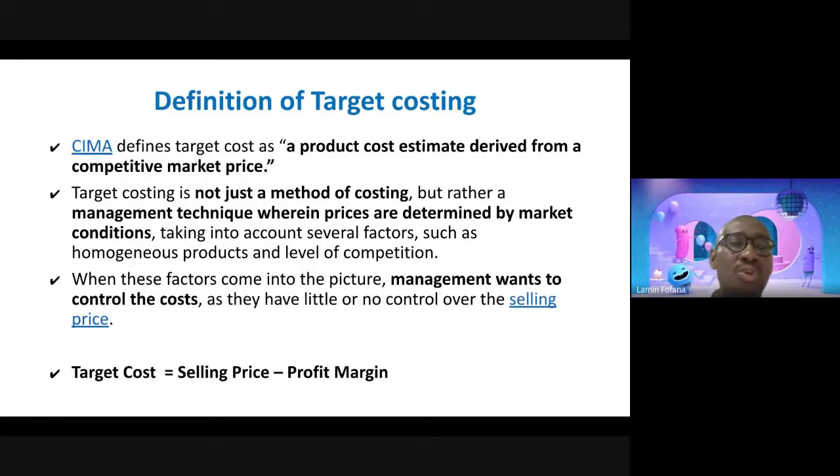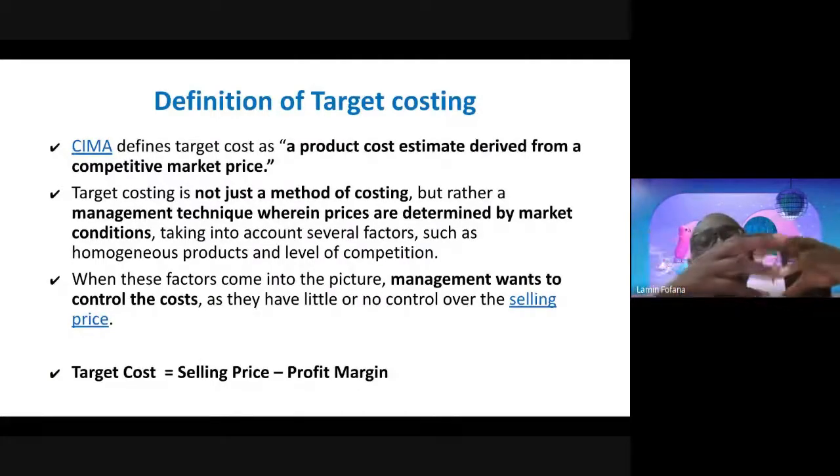Okay, so target cost will always be the selling price less the profit margin, because you always start by determining your selling price. Your profit, like I said, will depend on your company's policy as to the way you make profits. Is that clear, everyone? Yes, sir.